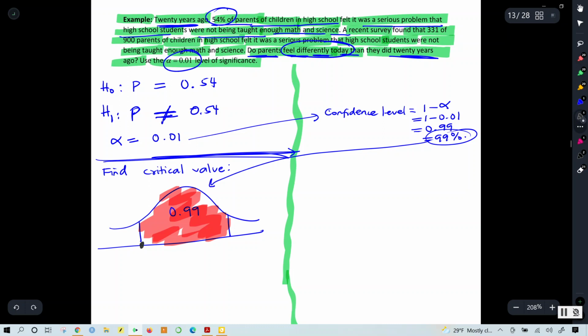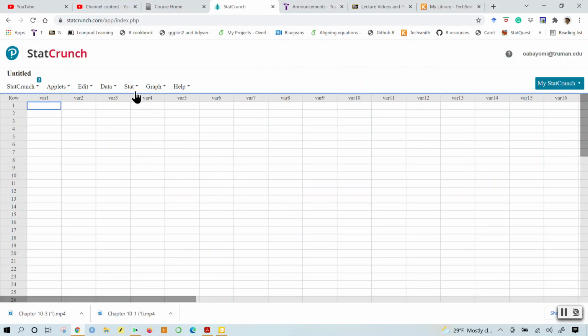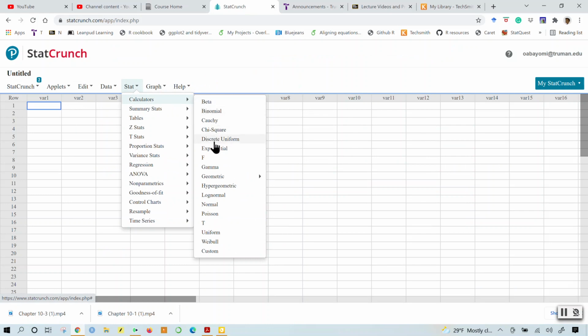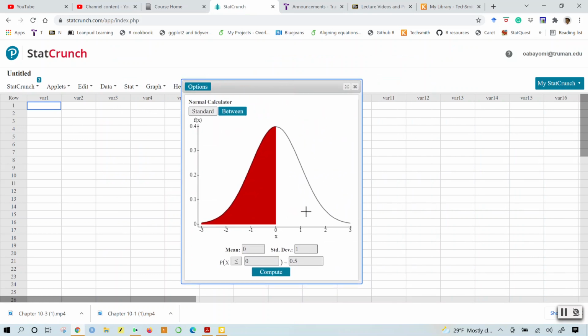Then I will follow up with, I need the critical values here. One is negative, the other one is positive. How do I find it? I am going to need my Z, or normal distribution calculator. So use your normal calculator, and I will go to StatCrunch. I will close this and go to my calculators, go to the normal calculator, and under the normal calculator, I'm going to go ahead and drag this.